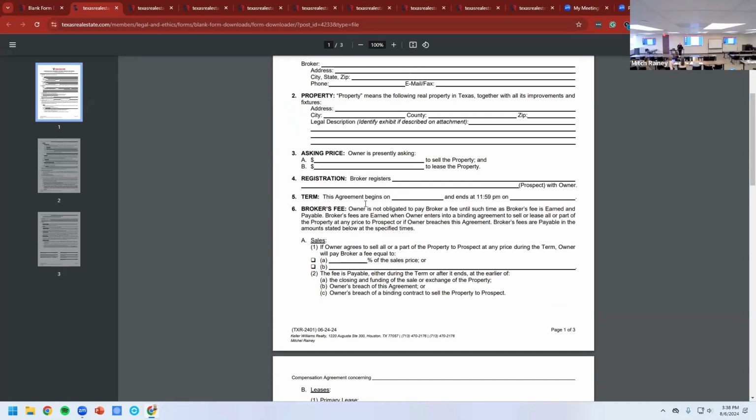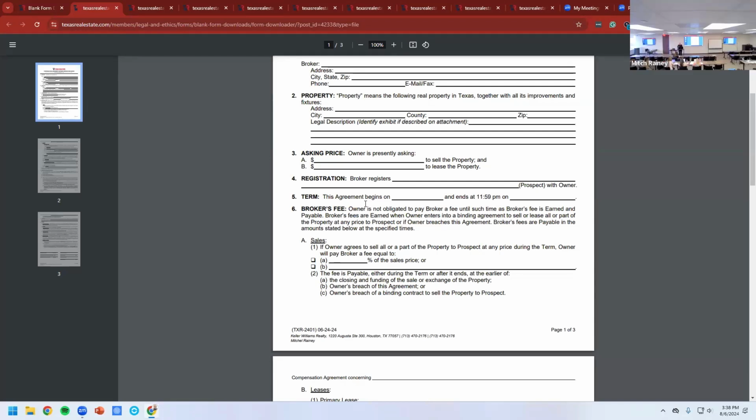Well, it would be, because if you're showing an EXP listing and EXP is saying they're not gonna do co-op, then you are responsible to negotiate your part of the compensation with the owner, right? So then this is the form that would apply. That would have applied. I think that's the compensation, a different one.